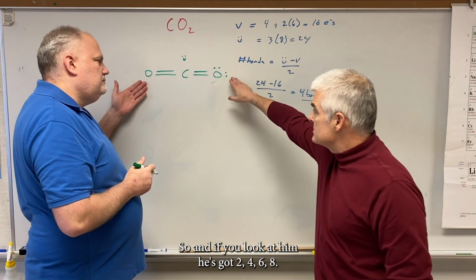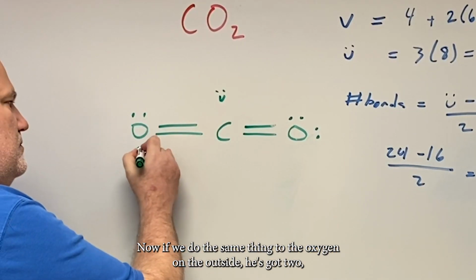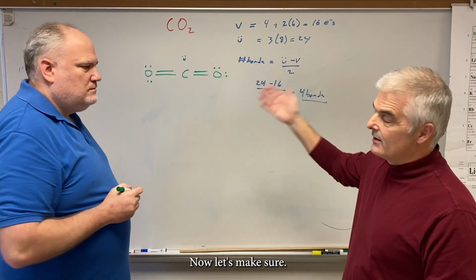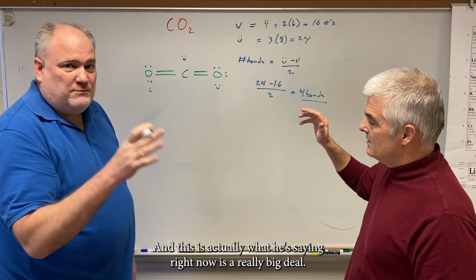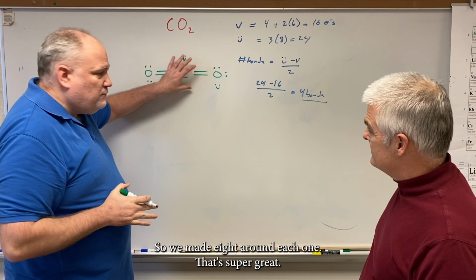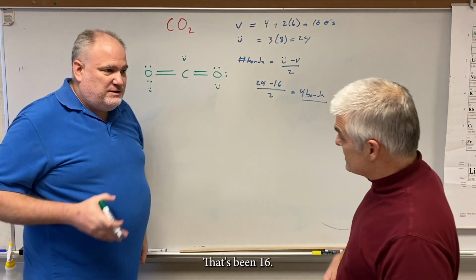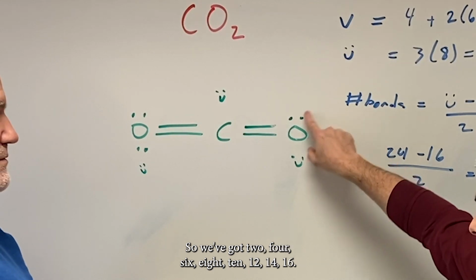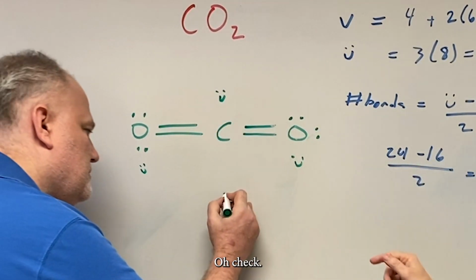And if you look at him, he's got 2, 4, 6, 8. He's happy. Now, if we do the same thing to the oxygen on the outside, he's got 2, 4, 6, 8. Now, let's make sure we've added up the total number of electrons. What Mr. Bergman is saying is a really big deal. We made 8 around each one, that's super great. But didn't we have 16 electrons to start with? So we've got 2, 4, 6, 8, 10, 12, 14, 16. Check. So that's it.